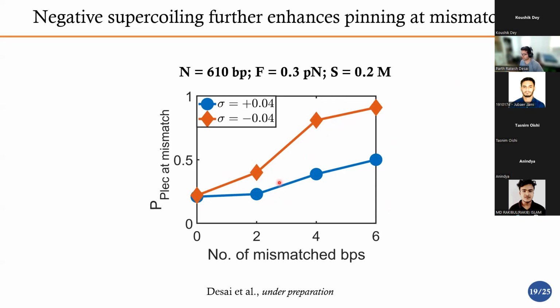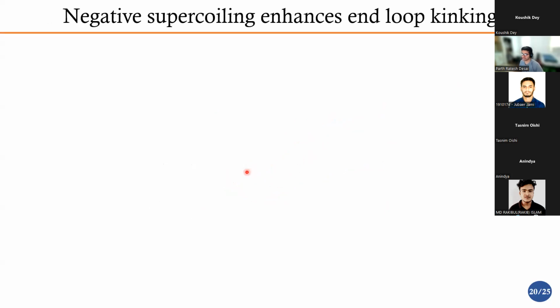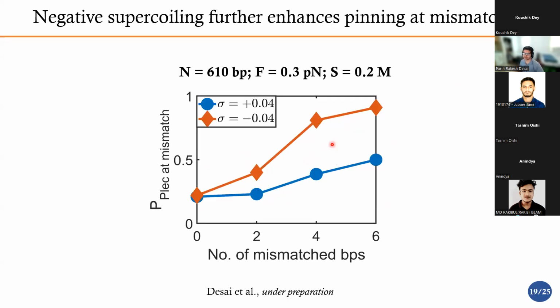I'm only showing data for 600 base pair DNA, but for 1000 base pair DNA it's also very similar, where you have higher plectoneme pinning for negatively supercoiled DNA, consistent with the idea that negative supercoiling causes local melting at the mismatch. That makes it easier to bend at the melted region and enhances plectoneme localization, right?